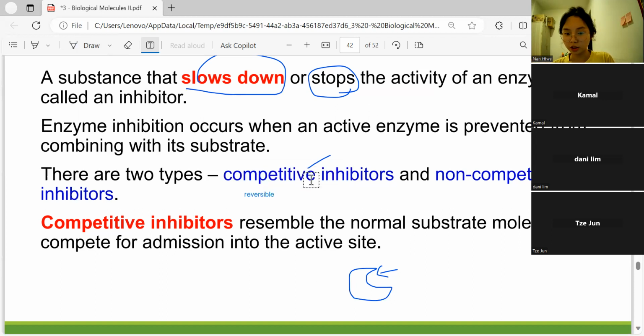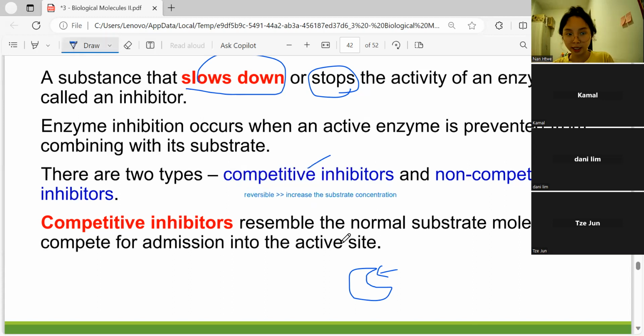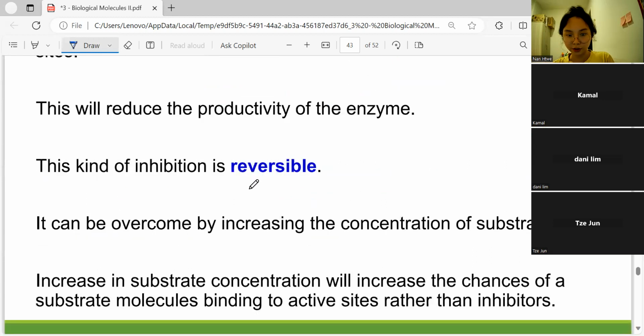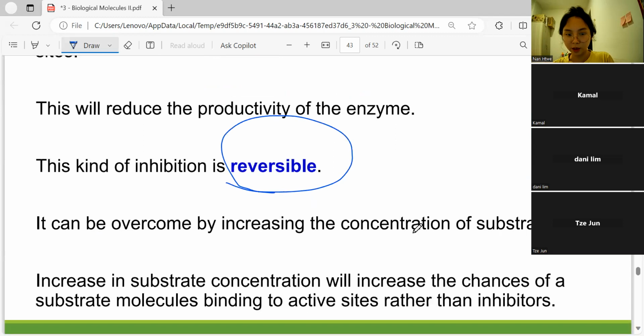This reaction, the binding of competitive inhibitor to the enzyme, can be reversible. And how can we do that? By increasing the substrate concentration. If we increase the substrate concentration, we can still reach the maximum rate of reaction. Let's look at the diagram. The diagrams are very important. So here, this kind of inhibition is reversible, and we overcome this by increasing the concentration of substrate.